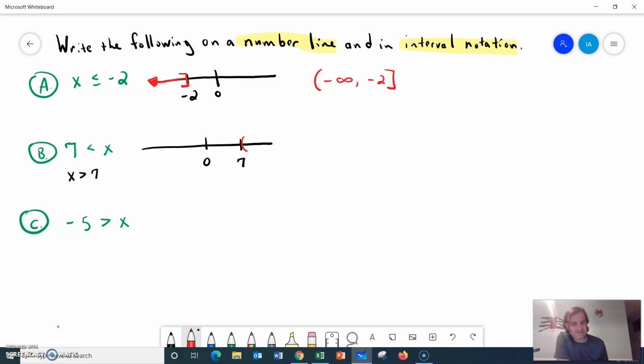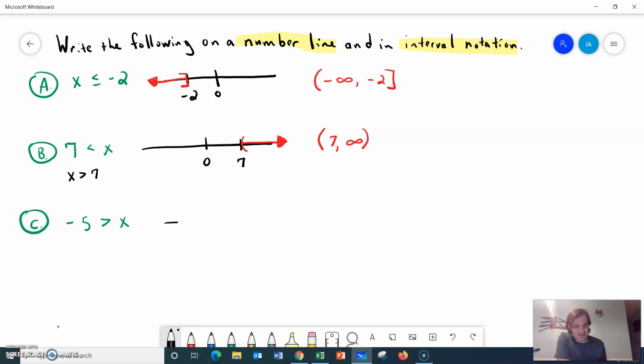So we'll put a parenthesis at 7, and since we want numbers bigger, we'll be going with an arrow to the right. And then if we write it in interval notation, parenthesis 7, infinity, parenthesis.